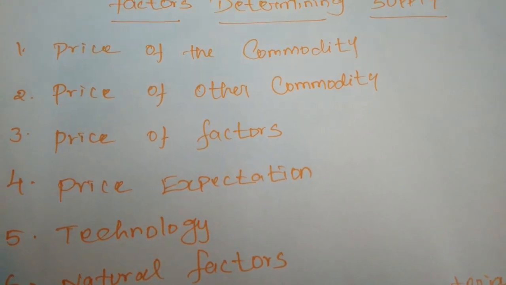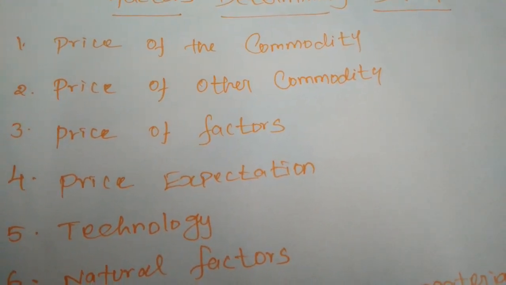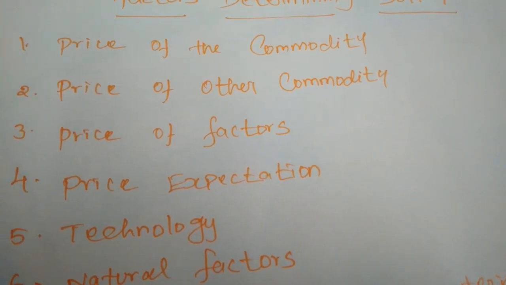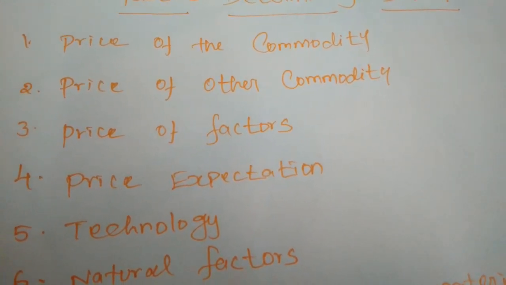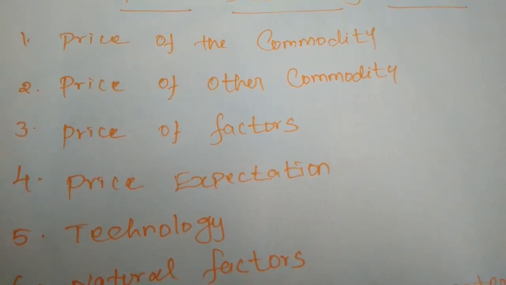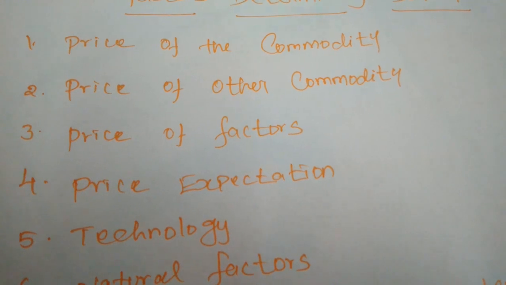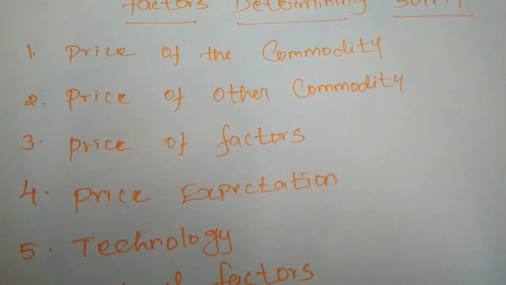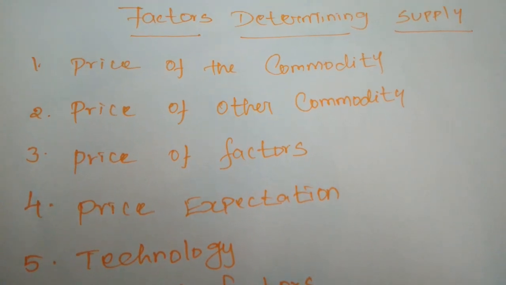The supply of a commodity depends not only upon its price, but also on the prices of other commodities. For instance, if the price of commercial crops like cotton rises, this may result in a reduction in the cultivation of food crops like paddy and soy supply.